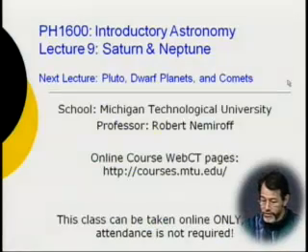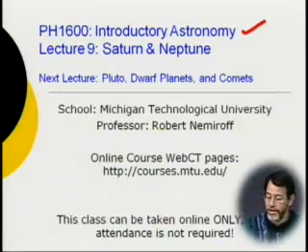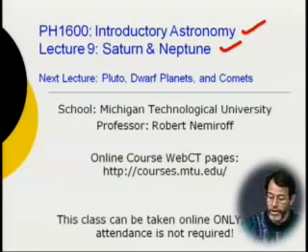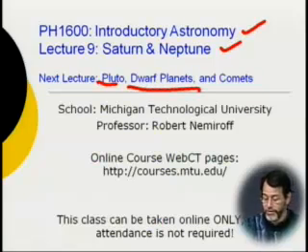First, the legally obligatory slides. This is Physics 1600, the course official label. It is Introductory Astronomy, a course taught about the universe at Michigan Tech. And today, as I said, we're doing Saturn and Neptune. Next time, we will be doing Pluto, whatever that is, dwarf planet, which is what it might be, other dwarf planets, and comets.